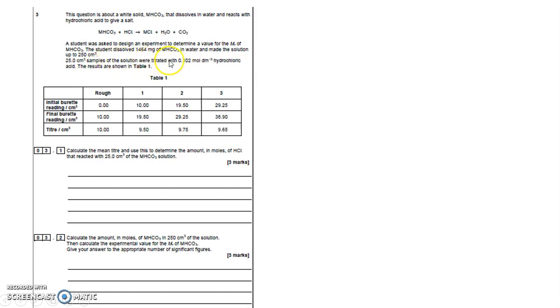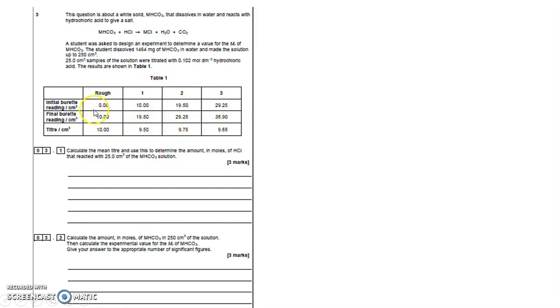Samples of the solution were titrated with 0.102 mole per decimetre cubed of hydrochloric acid. The results are shown below. Okay, so these are volumes of hydrochloric acid. We've got 4 titrations, a rough and 3 others. Calculate the mean titre and use this to determine the amount of moles of HCl needed to react with the 25 centimetre cubed of the MHCO3 solution.